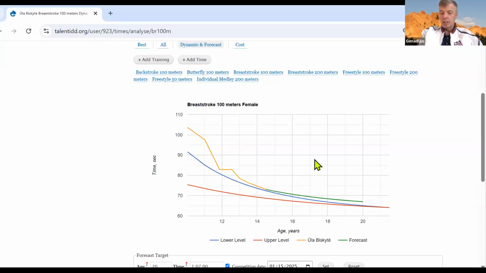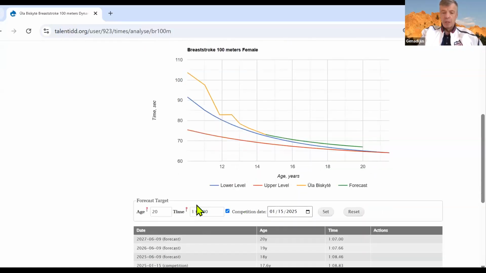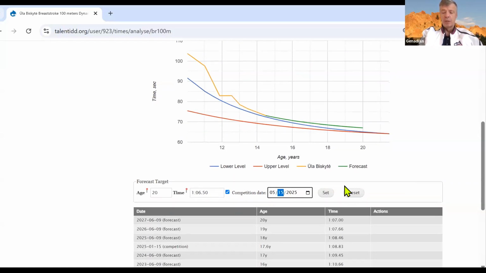So that's already pretty good improvement. And then we can also put in a progression. For example, I want the swimmer to swim at age 20, let's say, 106.5. Let's enter 106.5 over here. And I also have a competition. Let's say in May, in Medellin, she wants to swim May 15th or so of this year. The software will tell me, or you in this case, if you'll be using the software, how fast she needs to swim in Medellin in order to be on the track at age 20 to reach 106.5.